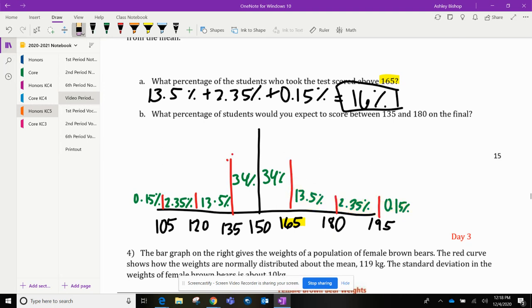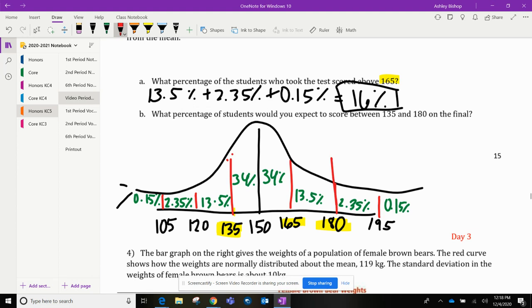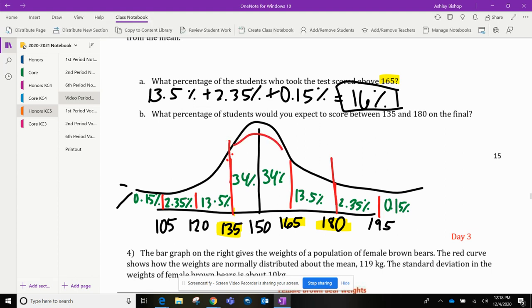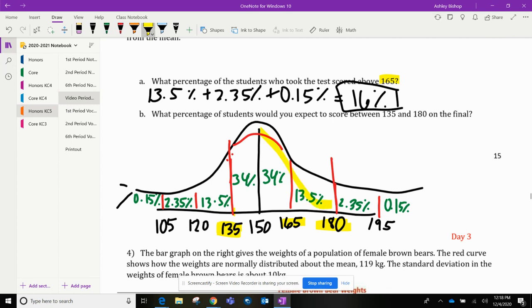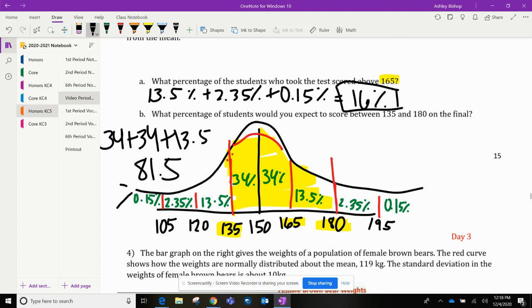Alrighty. I am going a little quick, but if you have any questions, let me know. Sorry, that got deleted. What percent of students would you expect to score between a 135 and 180 on the final? Well, between 135 and 180, here are my thresholds. So it's going to be between here, which is all of these percentages, which will put me at 34% plus 34% plus 13.5, giving me a total of 81.5%.